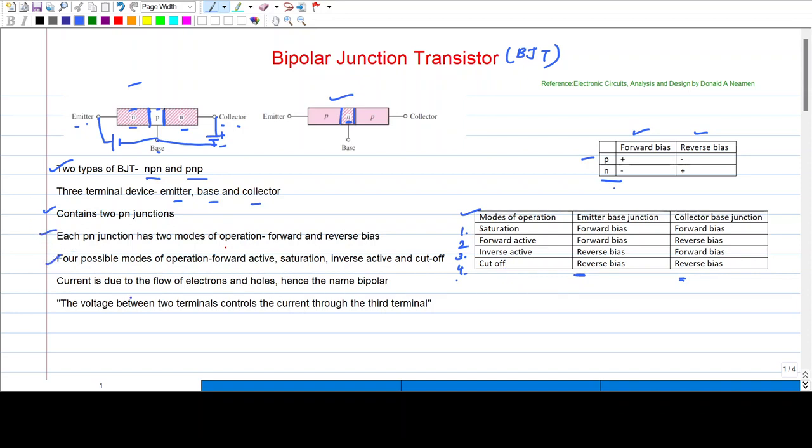The next is why the name is called bipolar. The current flow is due to the flow of both electrons and holes. Hence the name bipolar. The last point is that the voltage between two terminals controls the current through the third terminal. This is the transistor action that we will discuss in detail on the next page.